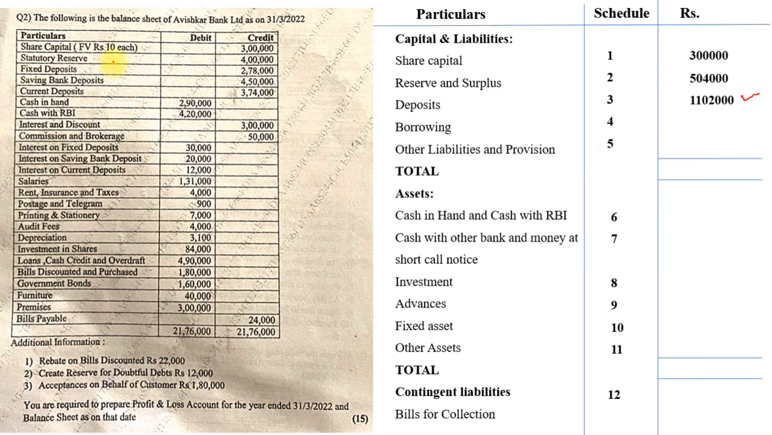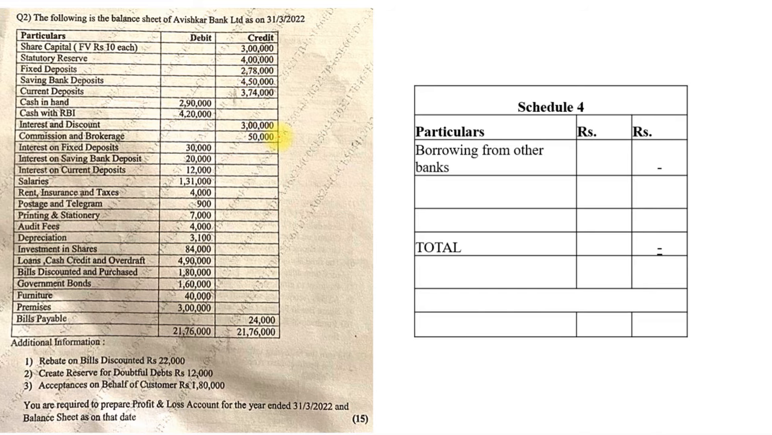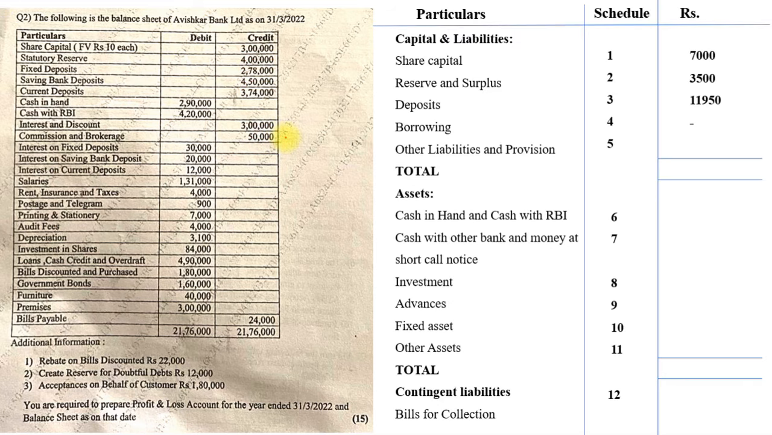Next is borrowings. If you look carefully, on the liability side, share capital is done, statutory reserves is done, FD, saving deposit, current deposit, interest, commission, all of them are done, and there's only bills payable. Now, bills payable comes under other liabilities. So there are no other borrowings given in this question. So under our borrowings schedule, we have nil. There is no borrowing. Next is other liabilities. So under other liabilities, my bills payable is there because we just found there was one bills payable pending.